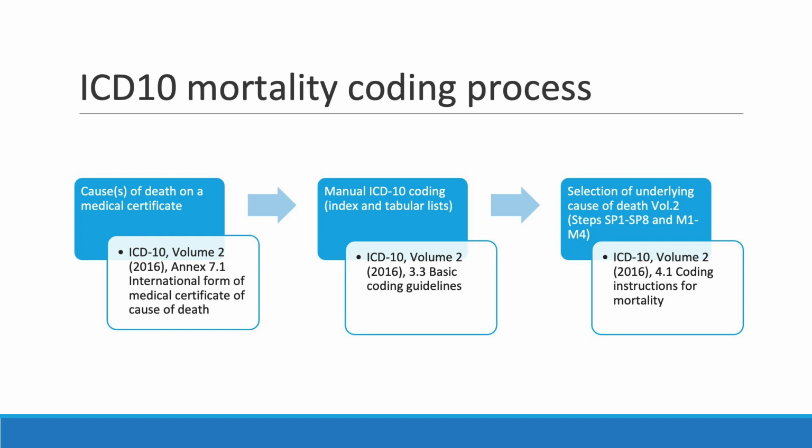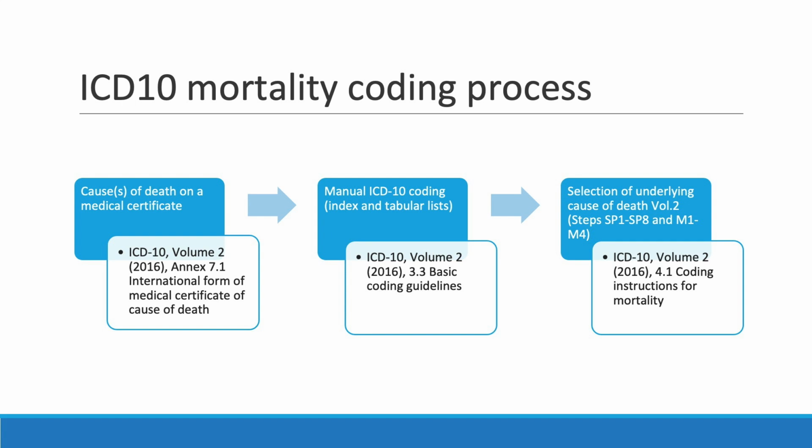This slide illustrates the ICD-10 mortality classification process and is included as a refresher in all presentations in the Coder Web Training series. The first pair of boxes remind us that the source document for cause of death coding is the medical certificate of cause of death. To promote comparability of the data produced in the coding process, the WHO recommends a standard format for this certificate. This recommendation can be found in Annex 7.1 of ICD-10 Volume 2, 2016.